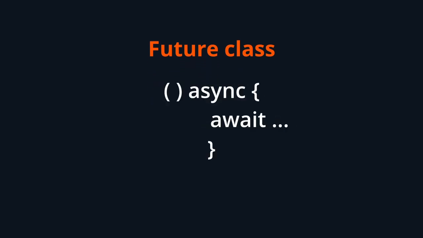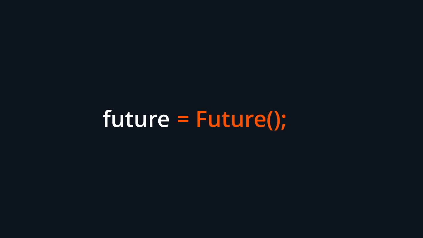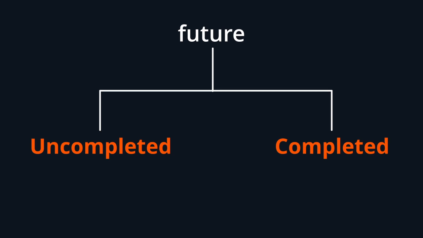async and await keywords. A future with a lowercase f is an instance of the Future class. Note here that the Future class is spelled with a capitalized F, going by the notation of the Dart language. A future represents the result of an asynchronous operation and can have two states, uncompleted or completed.